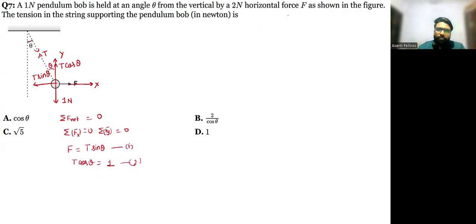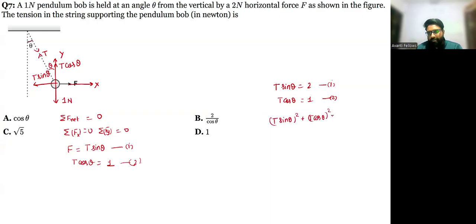Now this horizontal force F itself has a value of 2. So we can say that T sin theta is equal to 2 and T cos theta is equal to 1. Now whenever you find this sin theta and cos theta, always try to use the square method. Take the square of equations 1 and 2 and add them. So you will find T sin theta whole square plus T cos theta whole square, and on the right hand side, we will find 4 plus 1.